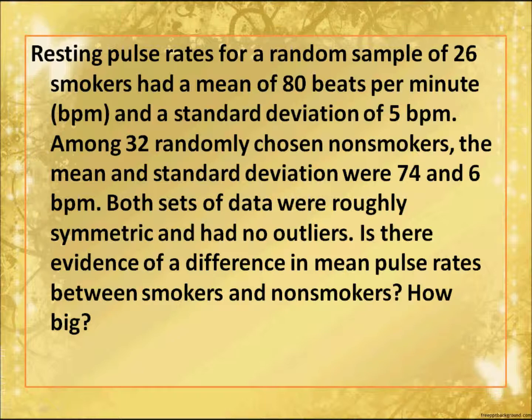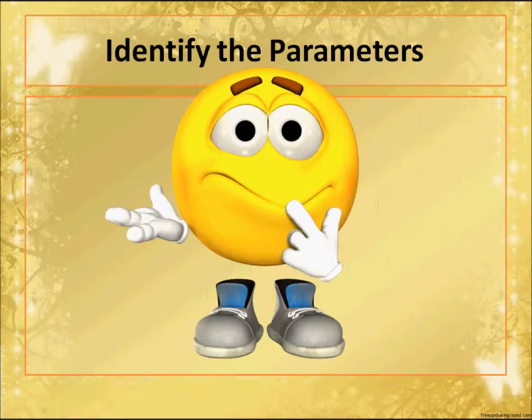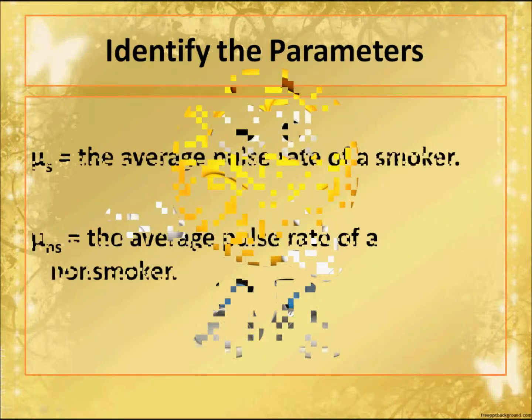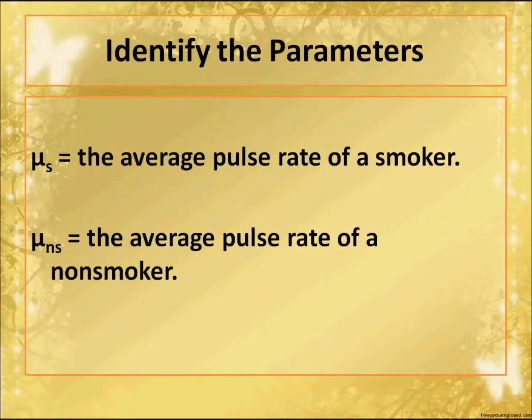How big? Well, as with everything when we're doing our hypothesis test, the first thing we have to do is identify the parameters. Here we're comparing two means. So the first one is mu sub s, the average pulse rate of a smoker, and mu sub ns is the average pulse rate of the non-smoker. I want to make sure I have my subscripts there so that I can keep the two mu's separate and know which one represents which.